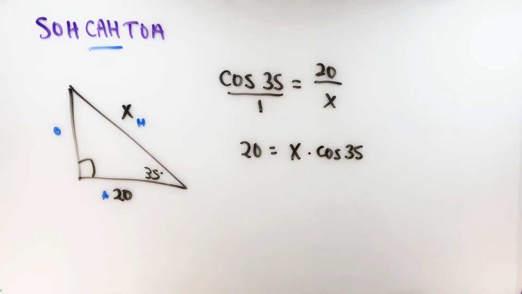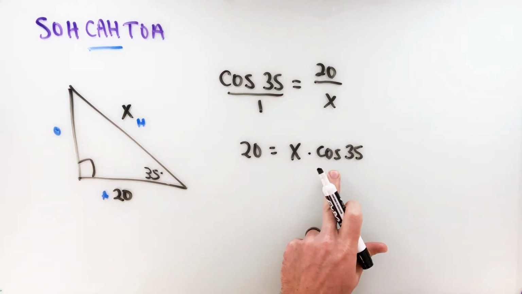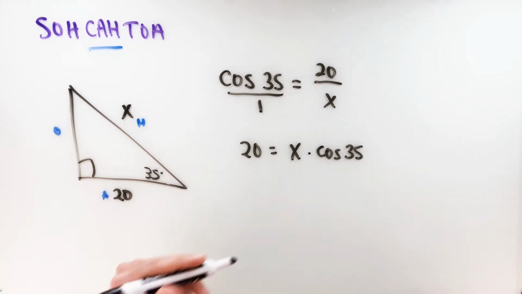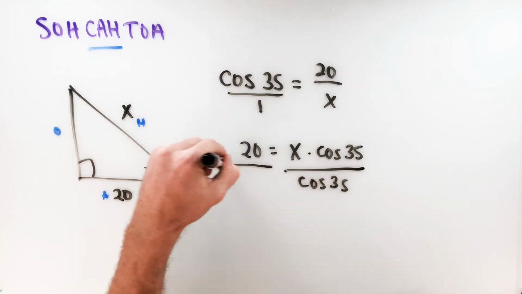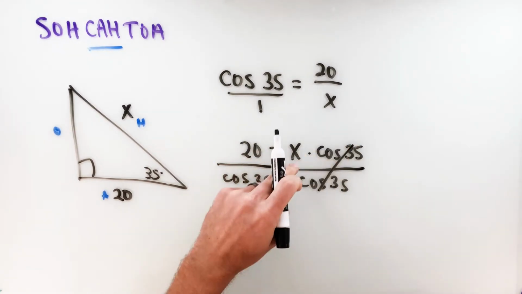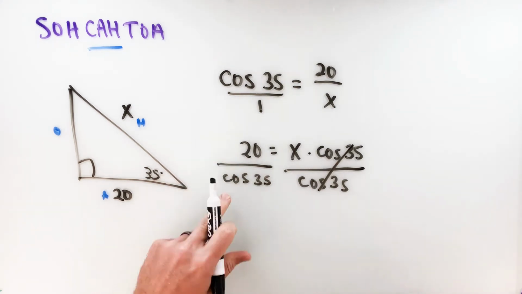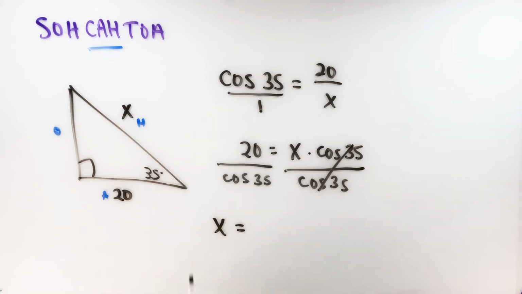We've got one more step to solve for x, to get x by itself here. So we've got x times cosine 35. To get rid of this times cosine 35, I'm going to do the opposite, which is divide by cosine 35. Do that to both sides. That becomes 1. So I've got x equals 20 over cosine 35. This is where we would go to the calculator.